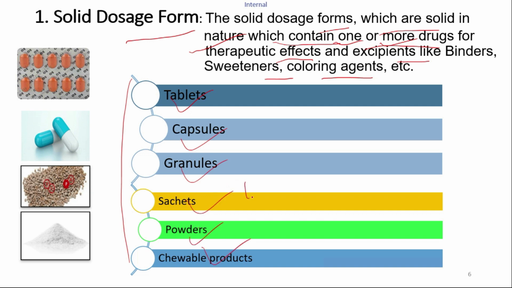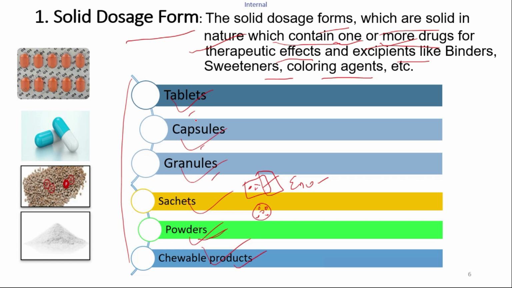Sachet means small packets, you might have seen, which we tear open and use, like Eno, which we use for acidity. Powders, small powders we also use on the topical skin. Chewable products are those which are used for chewing.